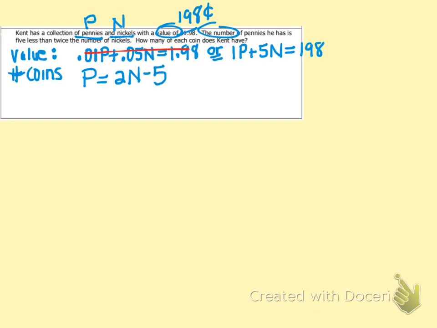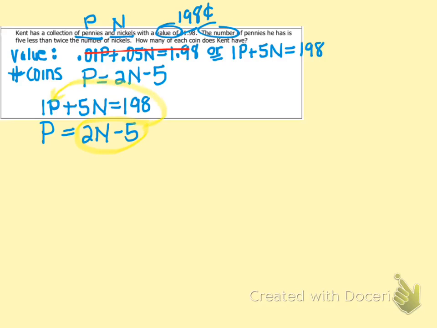So here's our system. We have 1p plus 5n equals 198. And then we have p is equal to 2n minus 5. To solve this, I'm going to use substitution, because I could just take this right here, and wherever I see p, I could put that in its place.